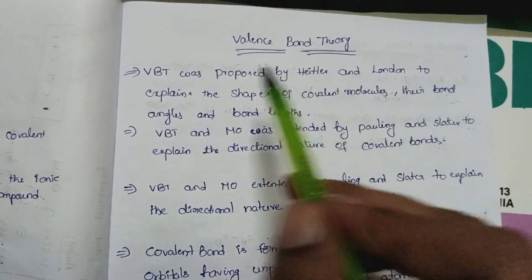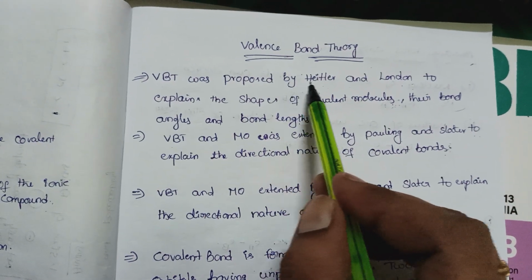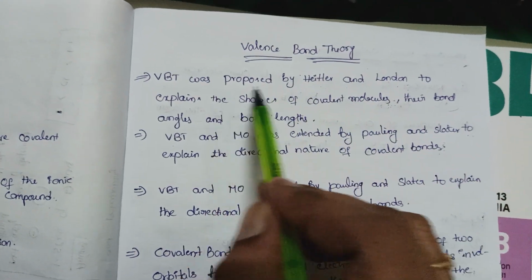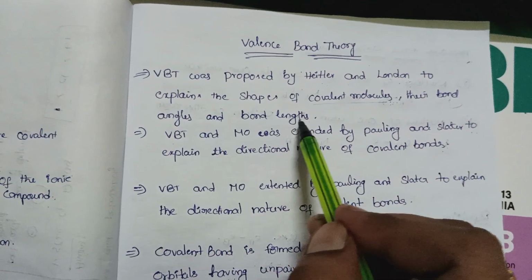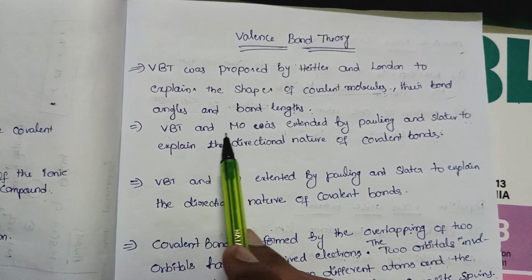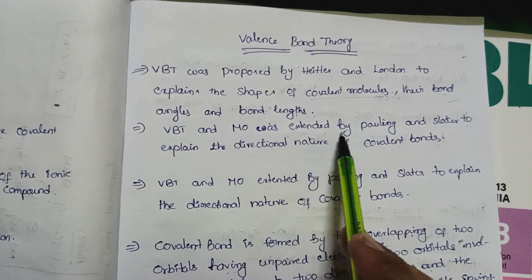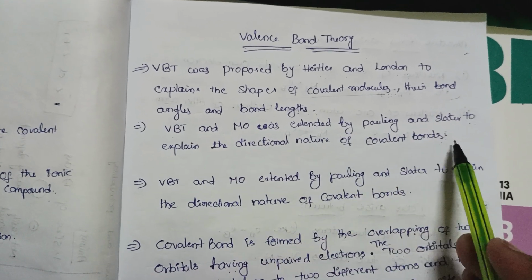Today we are going to discuss valence bond theory. Valence bond theory was proposed by Heitler and London. This theory explains the shapes of covalent molecules, their bond angles and bond lengths. VBT and molecular orbital theory was extended by Pauling and Slater to explain the directional nature of covalent bonds.